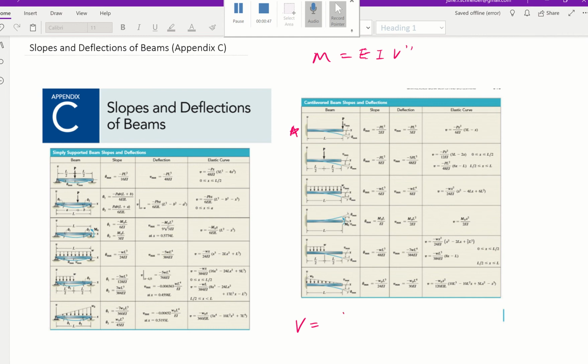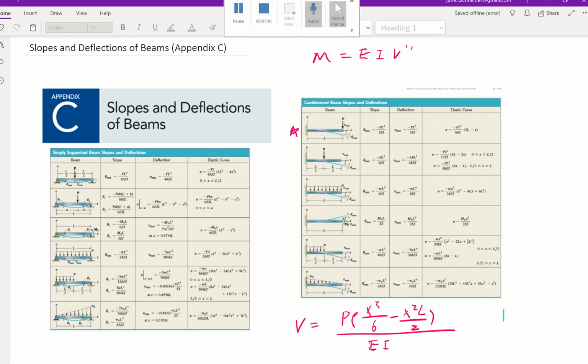P, I believe it is P, x cubed over 6 minus x squared L over 2, and then divided by EI. Okay, that's the one we calculated.